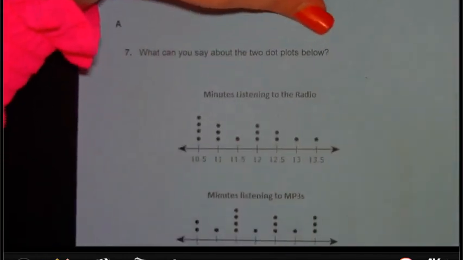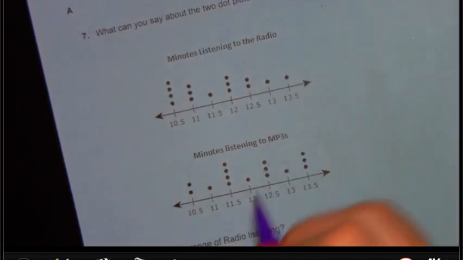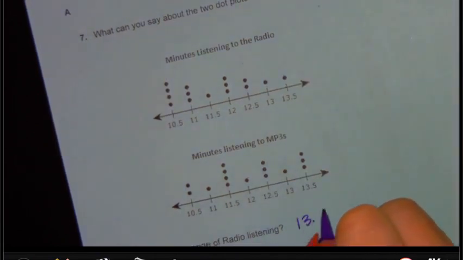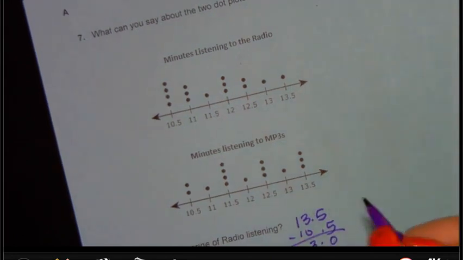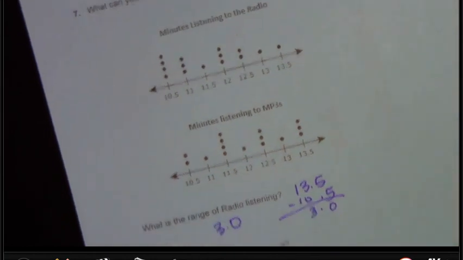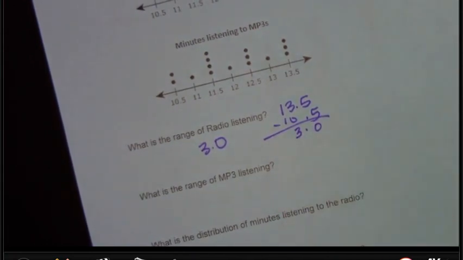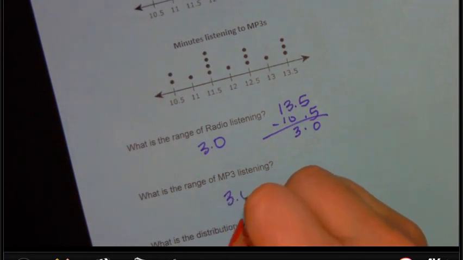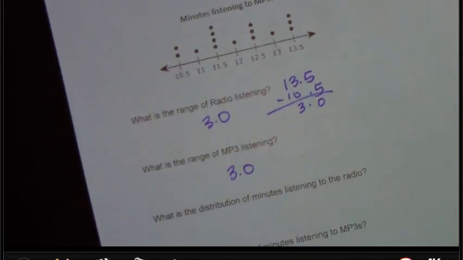All right, number 7. What can you say about the 2 dot plots? All right, what is the range of the radio listeners? All right, so the highest in the radio is 13.5. The lowest in the radio is 10.5. So I'm going to subtract the 2, 0, 3, and 0. So my range for radio is 3.0. The range for MP3 is 13.5 and 10.5. Well, I just did that. So it looks like my range for listening MP3 is the exact same as for the radio.